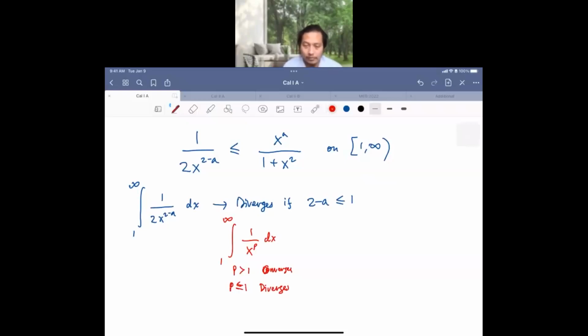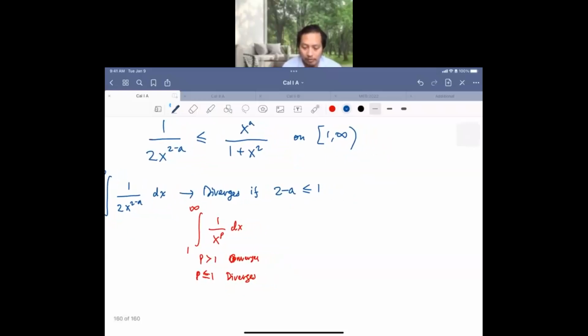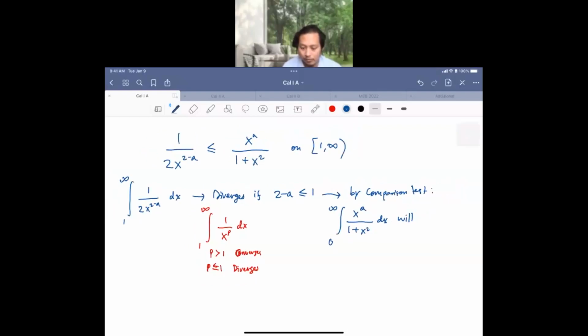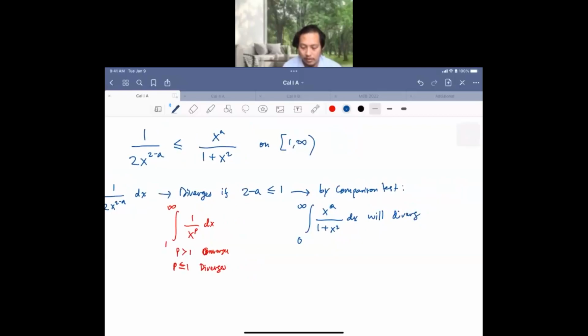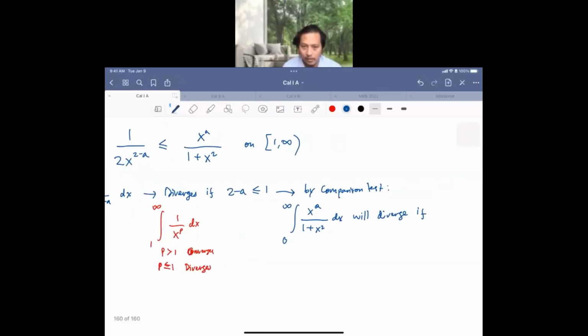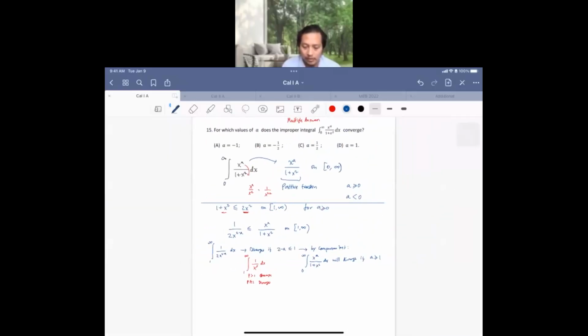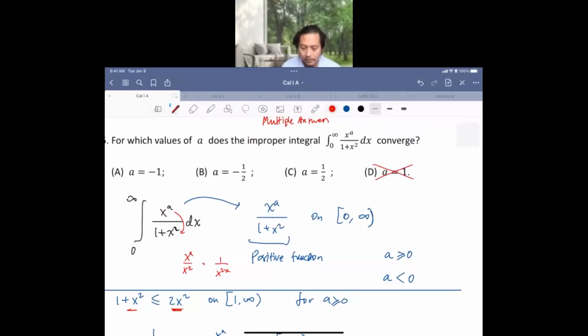Now from here, by comparison test, then we know that this will diverge if a is greater than 1, right? So number D is impossible, right?